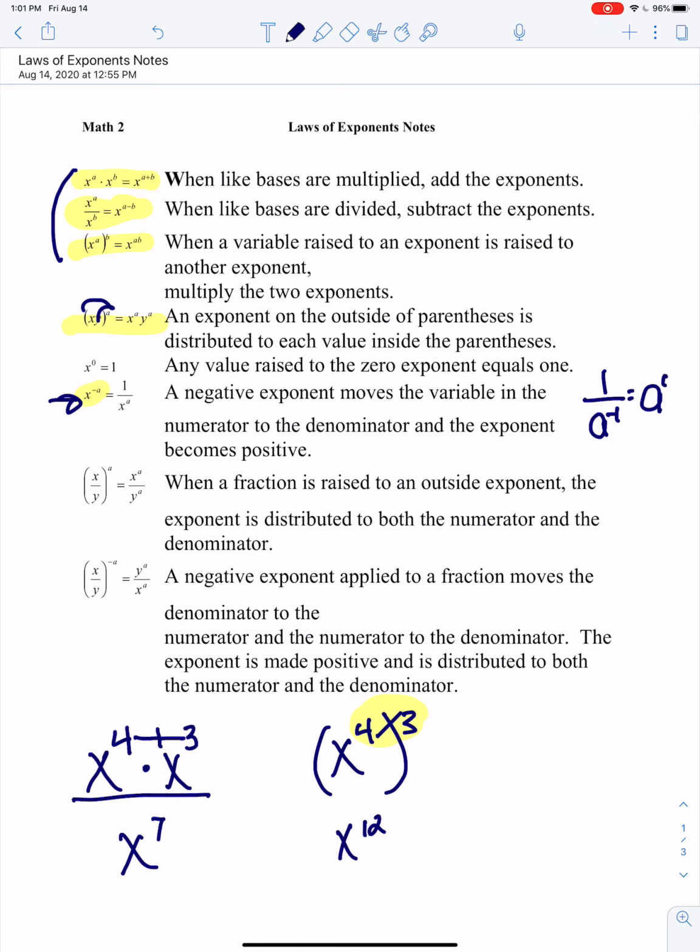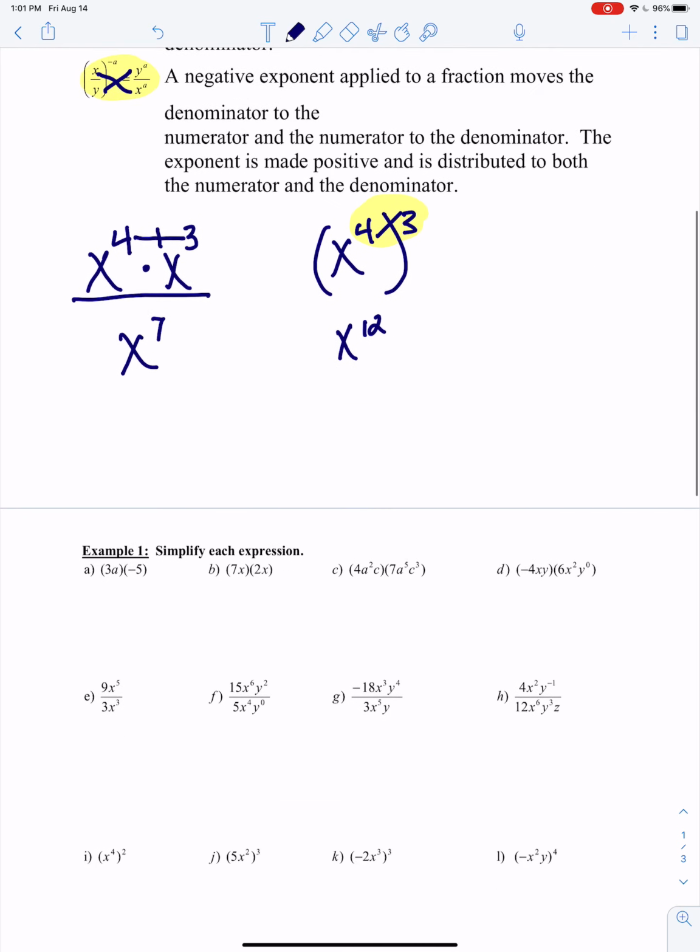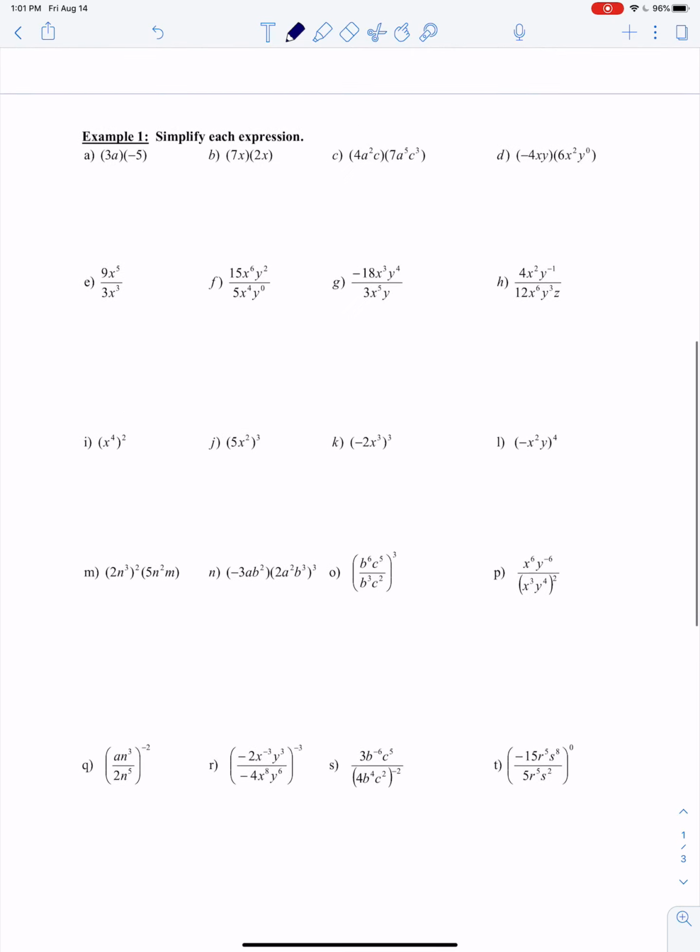Okay? This next one here is very, very similar to this one. These two are similar because basically anything in the parentheses is going to get that power. And then if you have a negative exponent, they flip-flop. So notice how your x went to the bottom and your y went to the top, and then they both got that power of a. Okay, so we're going to work through some examples.